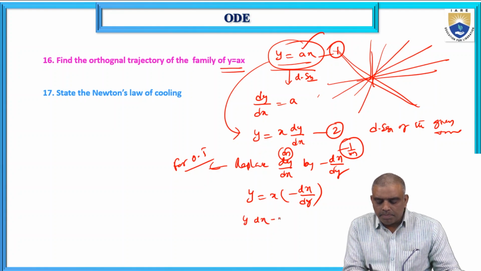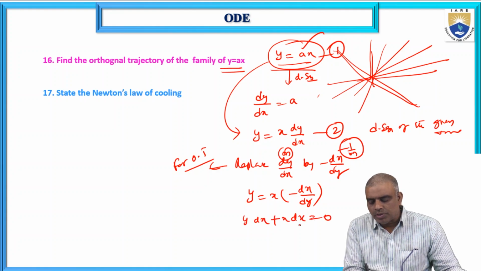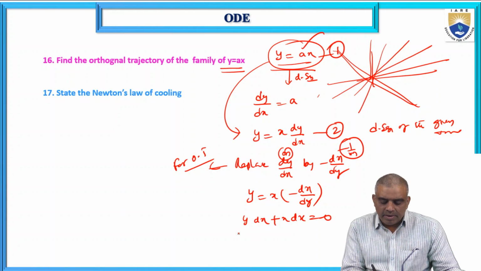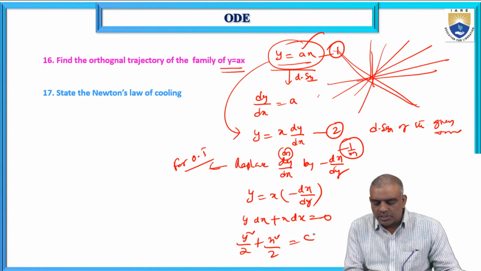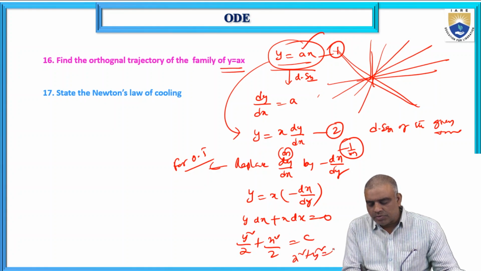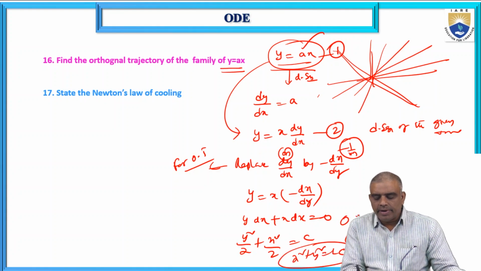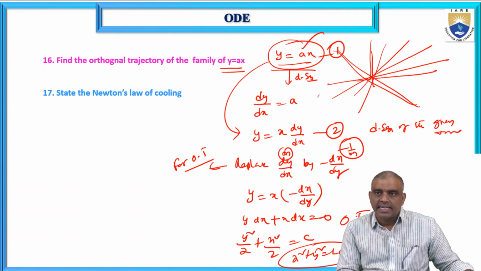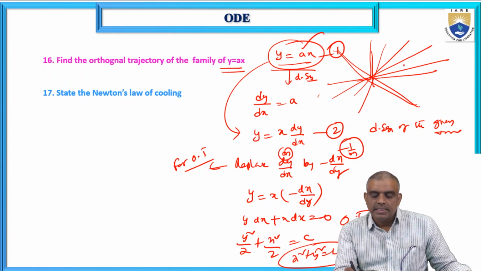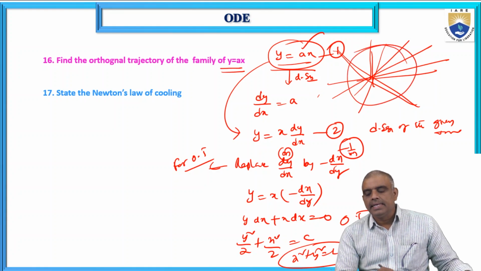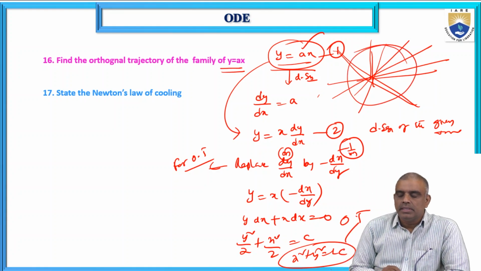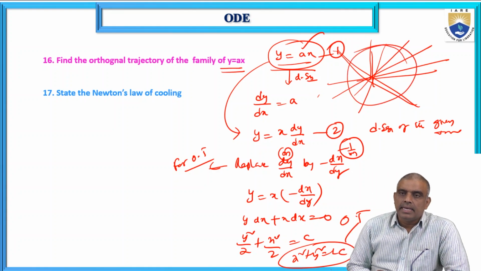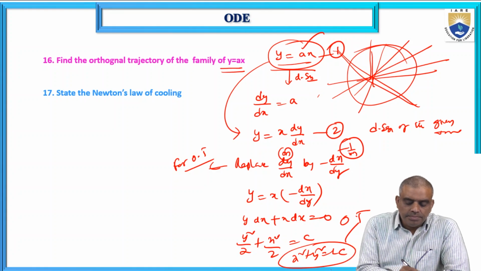Then what is the equation? y dy plus x dx is equal to 0. So integrating, what will you get? y square by 2 plus x square by 2 is equal to c, or x square plus y square is equal to 2c, which is the required family of orthogonal trajectories. Clearly it is the family of circles. The family of circles cuts every straight line at 90 degrees.